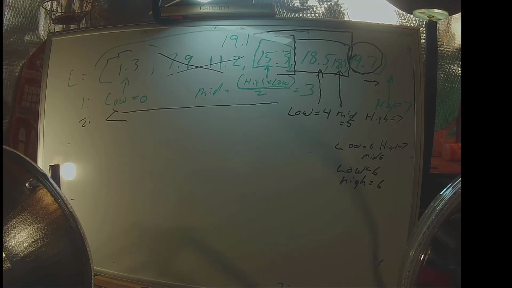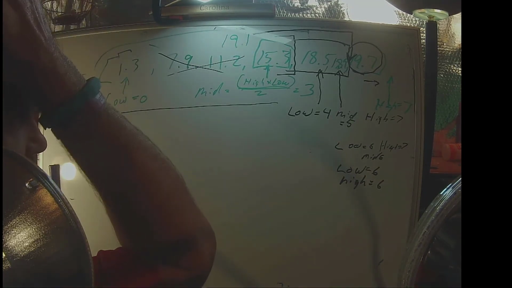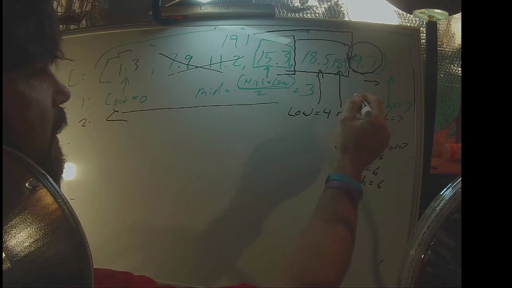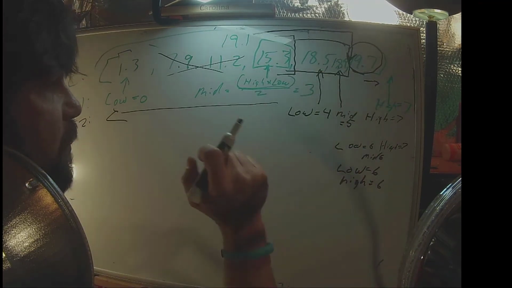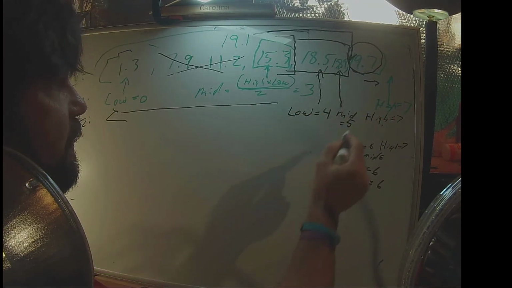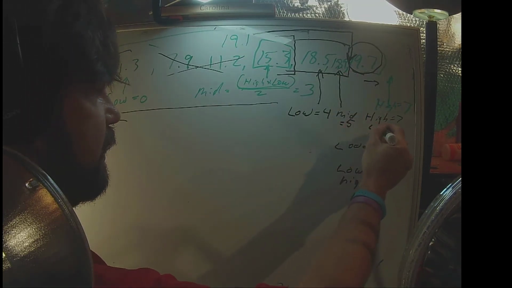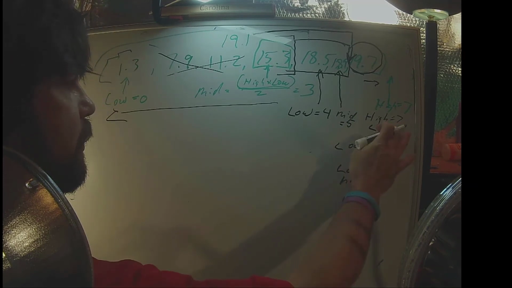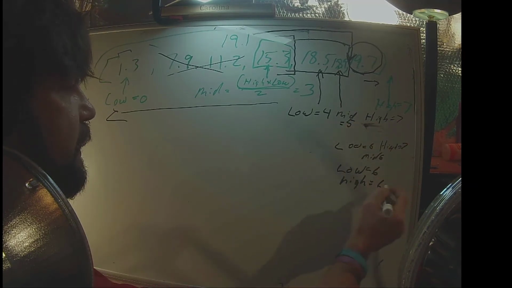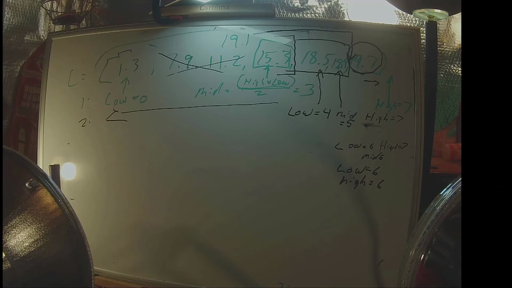What happens if, instead of looking for 19.1 this last time, we were looking for 19.8? Well, in that case, midpoint would have been 6, high is 7, the value 19.8 is greater than 19.7, and in that case, low would equal high would equal 7, and instead of moving high down to low, we would have moved low up to high, and the insertion point would have been at the end of the list, right? So it would have been an append operation instead of an insert operation.